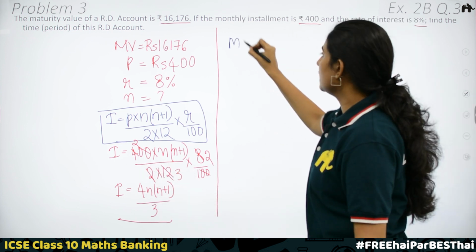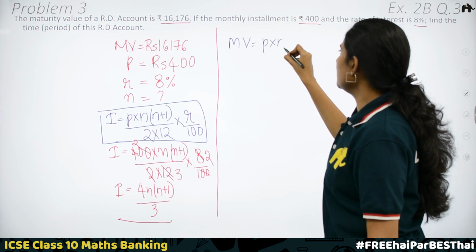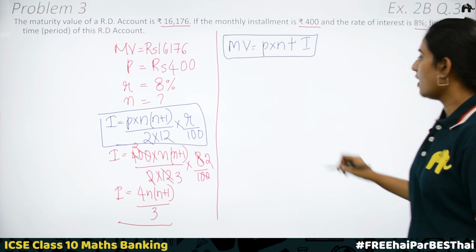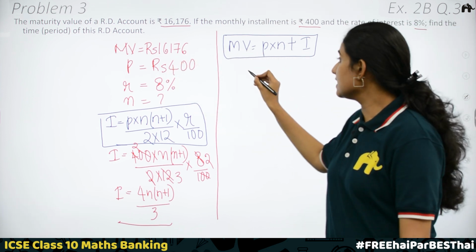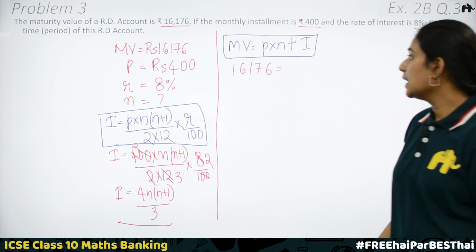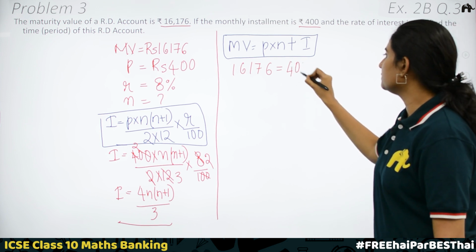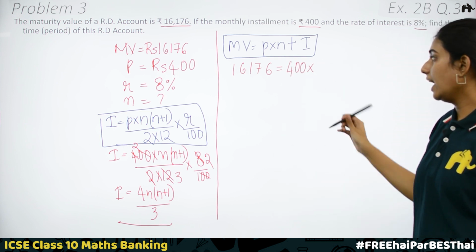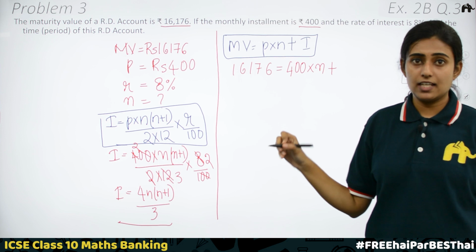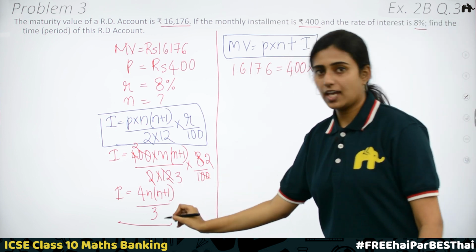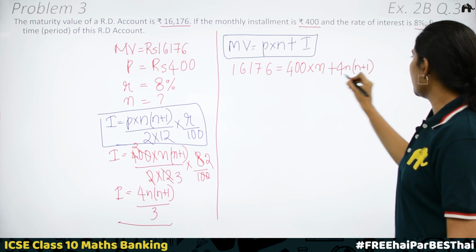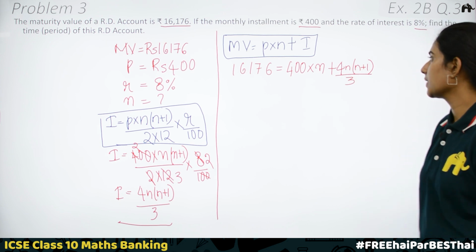Now, MV is equal to P into N plus I. Substituting values into this formula, you have MV given in the question, that is 16,176, is equal to P into N, that is 400 into N, value we don't know, keep it as it is, plus I. We have I in terms of N, 4N into N plus 1 divided by 3.